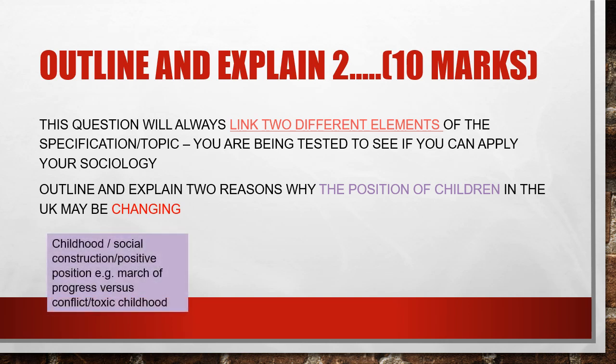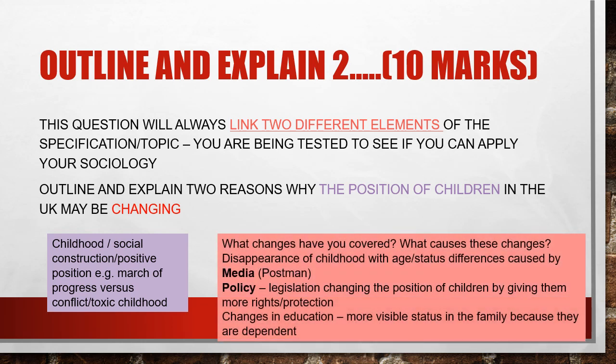So can you see the 2 elements you've got to link and apply is obviously childhood and the position of childhood. So think about what you've learnt about childhood, the perspectives, march of progress versus conflict theory. And you've got to apply it to it changing. So what has caused children's position, their status, and their position in the family to change? So what have you learned about changes that have happened?